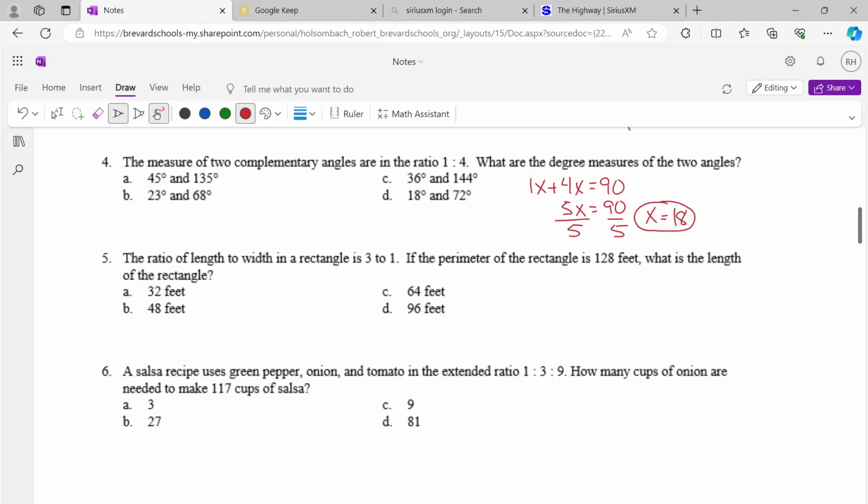All right. So what are the degree measures of the two angles? One of the angles is going to be 1 times 18, which is 18. The other angle is equal to 4 times 18, which is 72. So answer choice D. All right, problem number 5. Maybe asterisk this problem or star this problem.